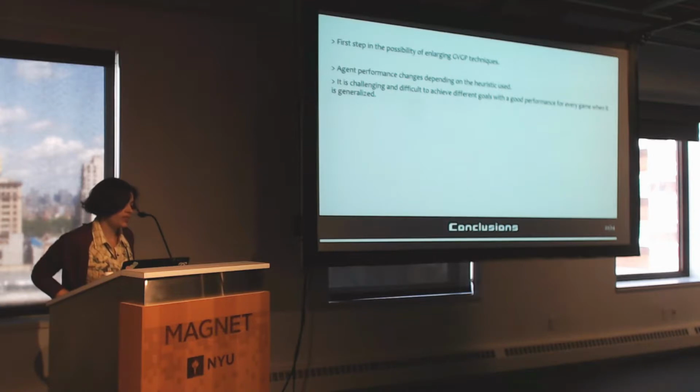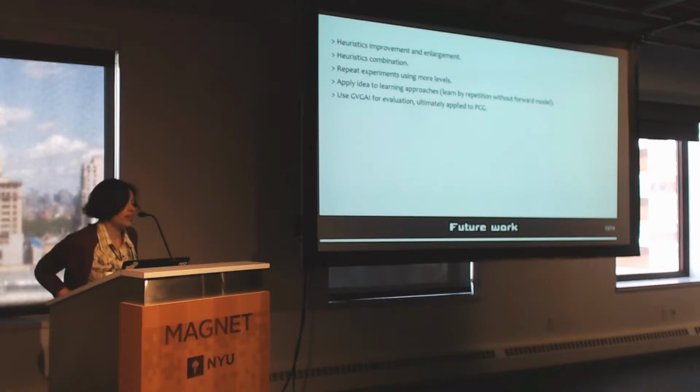Obviously, it's very challenging and difficult to have an agent performing well in all the games, even when the heuristic changes, because it's general game playing and it's challenging research. As future work, the idea is to improve the heuristics, maybe combine them, and repeat this experiment using more levels and more games to see how the heuristics and agents perform, and to analyze which heuristics work better or worse in which games. Maybe apply this idea to the new learning track, because it may be the logical follow-up, and hopefully in 3 years have GVGP evaluate levels and games. So thank you.